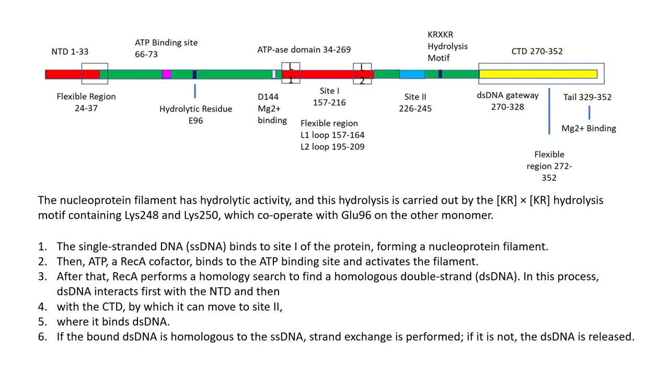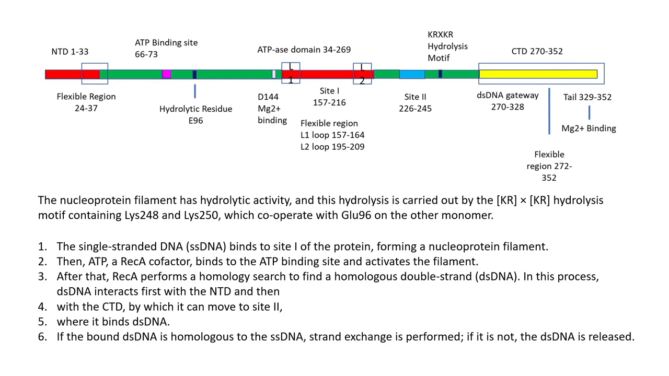In this process, double-stranded DNA interacts first with the NTD and then with the CTD, by which it can move to site 2, where it will bind to double-stranded DNA. If the bound double-stranded DNA is homologous to the single-stranded DNA, strand exchange is performed. If it is not, the double-stranded DNA is released.